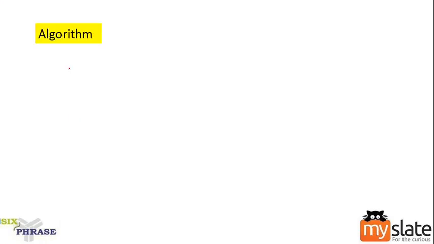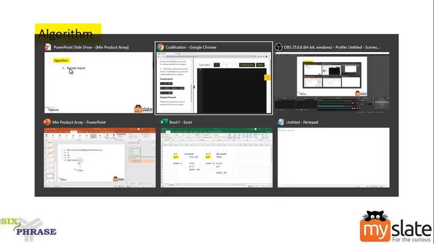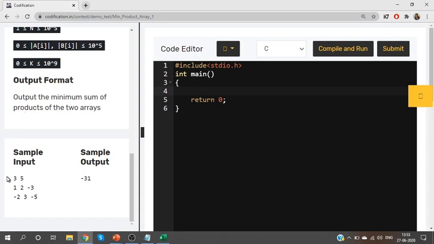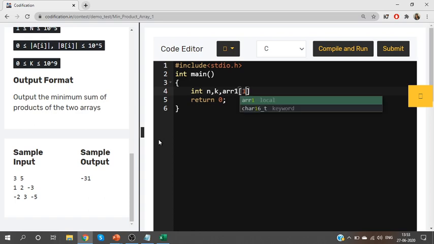Let us move into the programming part, the algorithm part. First step, always accept the inputs. That is going to be the first step. Let us do that first. Then as we identify each step, we will code it in parallel. Okay. So what are the inputs we will have here? Look at it. We will have the n value followed by the k value and two arrays.